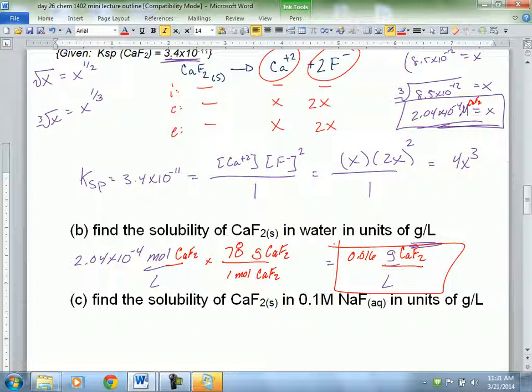Make sense? Last question in this first example is find the solubility of calcium fluoride in 0.1 molar sodium fluoride. And they want the answer in grams per liter. So we'll have to do that last little step again. We're finding the solubility of calcium fluoride. We already did it. Can't we just write the answer of 0.016? What does the sodium fluoride have to do with anything?